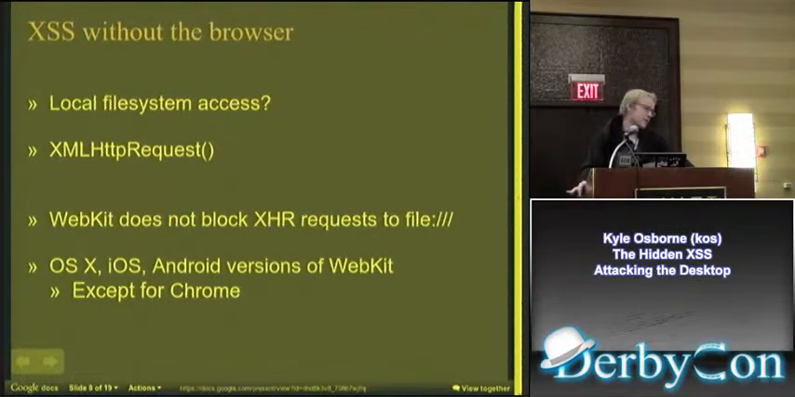Thus far, WebKit is the only rendering engine that I've seen that allows you to do this. WebKit includes Safari and most of the mobile browsers. It includes Chrome, but Chrome is not vulnerable because Google actually prevents you from making these. Even if you're in file://, you can't make XHR requests, which presumably might break things if you have some desktop application that uses it, but who's ever seen that? So like I said: OS X, iOS, Android, except for Chrome.